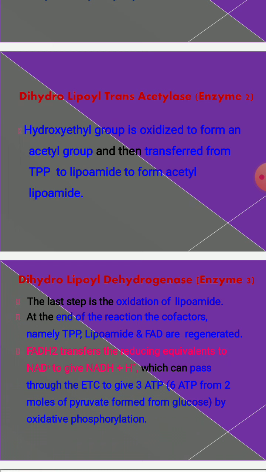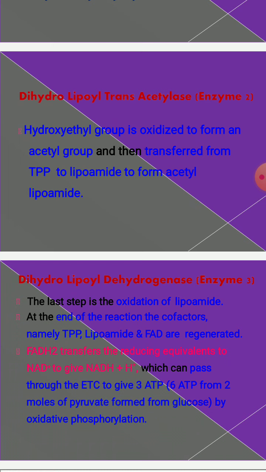So the third enzyme, that is dihydrolipoyl dehydrogenase, enzyme 3. This last step involves the oxidation of the lipoamide. At the end of the reaction, we can make out that the cofactors which are required, that is TPP, lipoamide, as well as FAD, are going to be regenerated further, right? You can see that TPP, lipoamide and FAD are going to be regenerated.